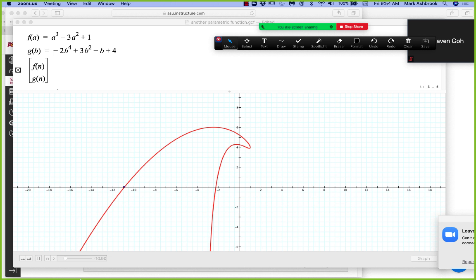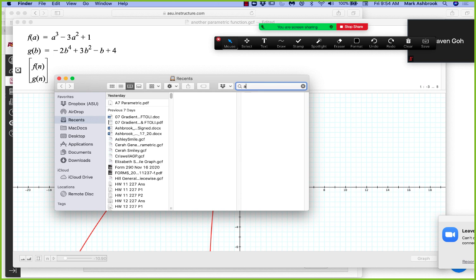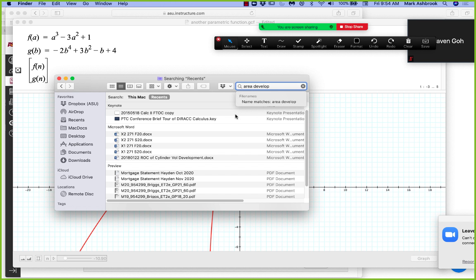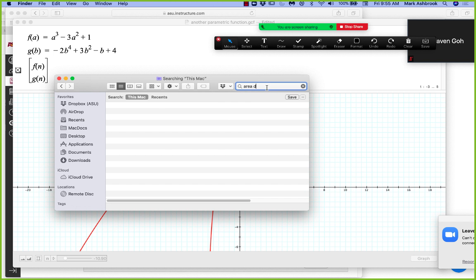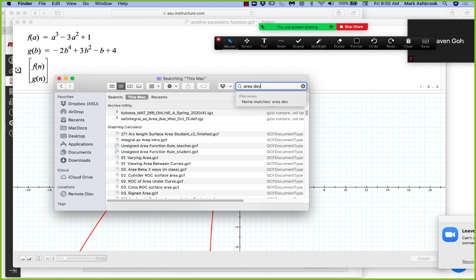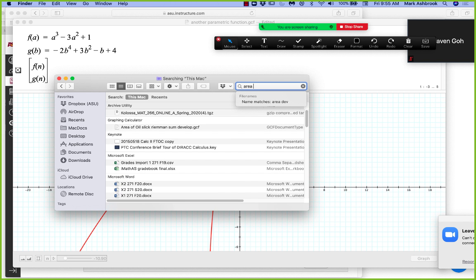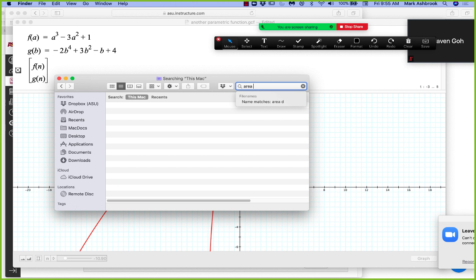Let's see if I can find this fast. I meant to have this open. Oh. Gee whiz.